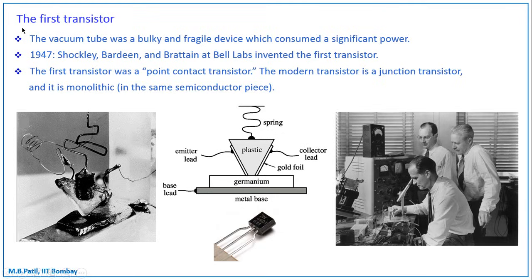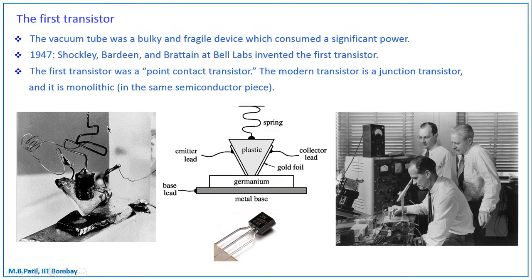Alright, so let us now talk about the first transistor and why it was required in the first place. The vacuum tube was a bulky and fragile device which consumed significant power. So the US government, particularly the Department of Defense, was looking for a solid state alternative for the vacuum tube, and this job was given to Dr. Shockley at Bell Laboratories, this person sitting here. In 1947, Shockley, Bardeen and Brattain, this is Shockley, this is Bardeen, that is Brattain, at Bell Laboratories invented the first transistor.